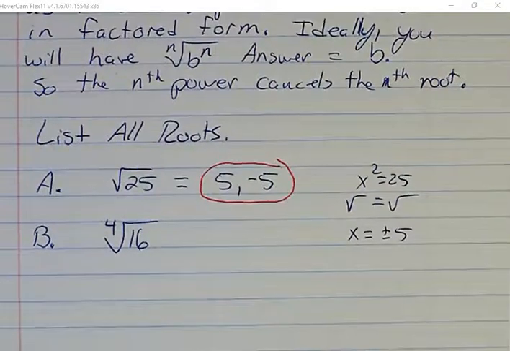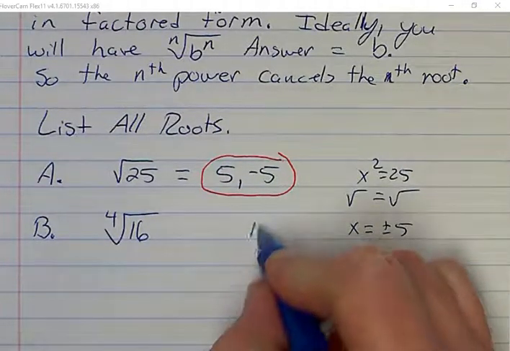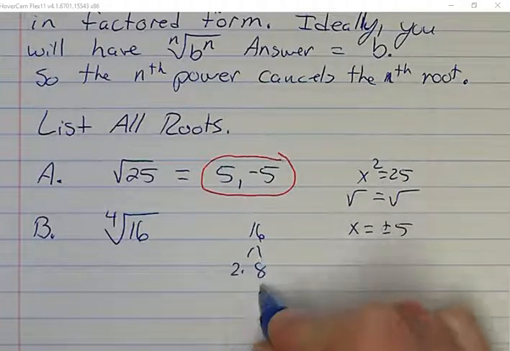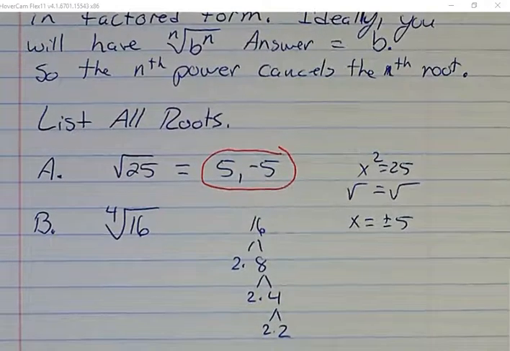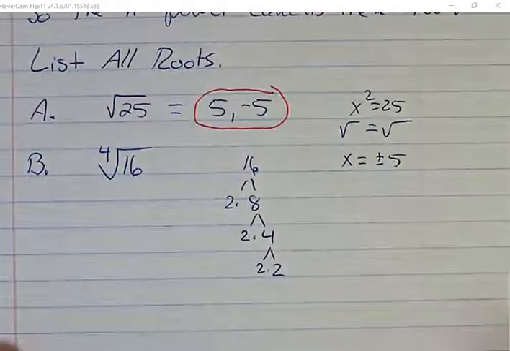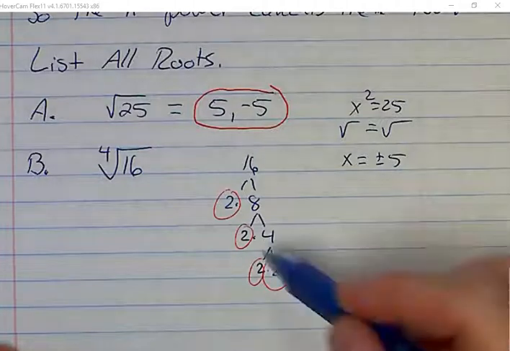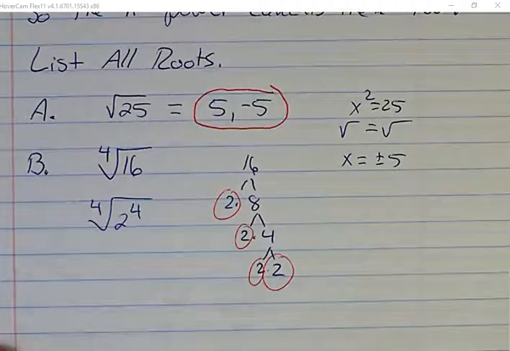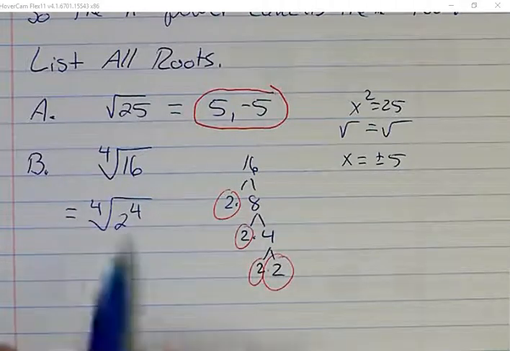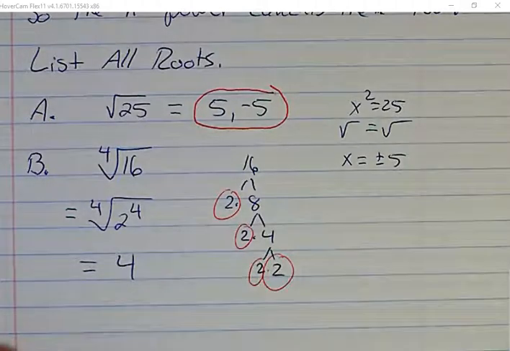You know, if the fourth root of 16 is not rattling around in your head about exactly what that is, here's where you take the 16 and break it down. So you've got 2 times 8, 2 times 4, 4 is 2 times 2. So if we check it, we've got 1, 2, 3, 4. We've got the fourth root of 2 to the fourth. And again, if you've got the fourth root of 2 to the fourth, if these are the same, they'll just knock each other out. And the answer should just be 4.